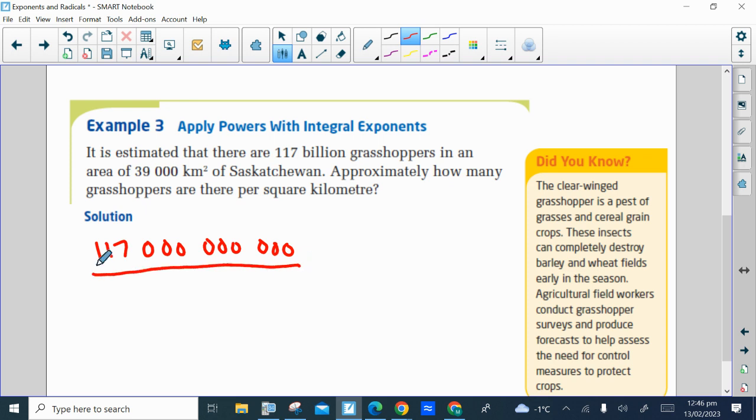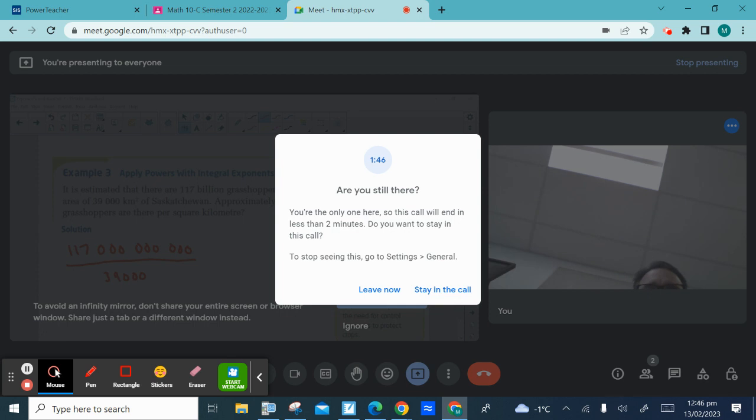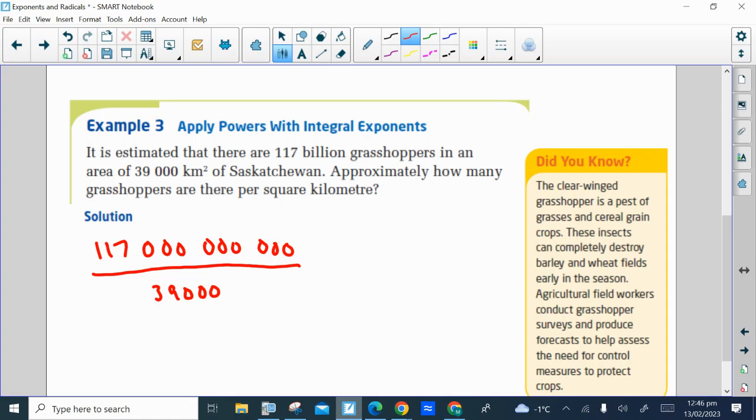And that's divided by 39,000 square kilometers. Okay, we want to know how many grasshoppers there are per square kilometer. Right? So that means that you have to have your grasshoppers on top, your kilometers on the bottom. That's why I did it in that order. The number of grasshoppers per square kilometer means grasshoppers on top, square kilometers on the bottom. So that's why I wrote it like that.